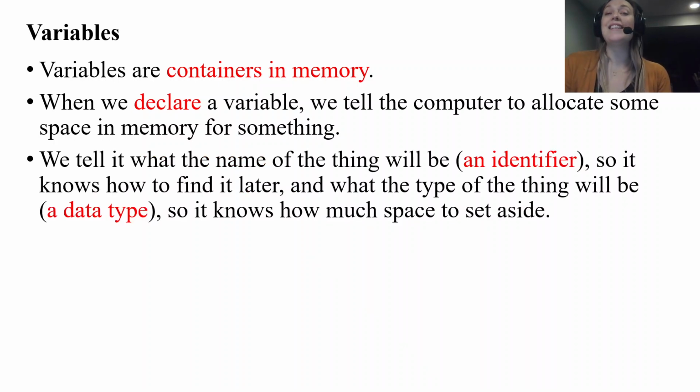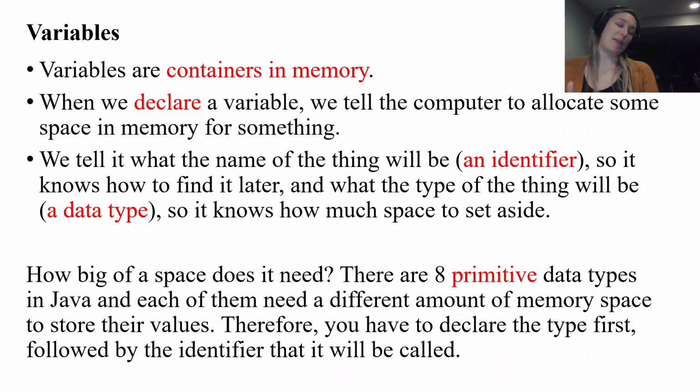We say what the name of the thing will be, and that's where the identifier piece comes in, so that the computer knows how to find that container. It looks up the identifier. And then we also need to declare what type of thing that container will hold. And that's called a data type. Java needs to know what that data type is so it knows how much space to set aside.